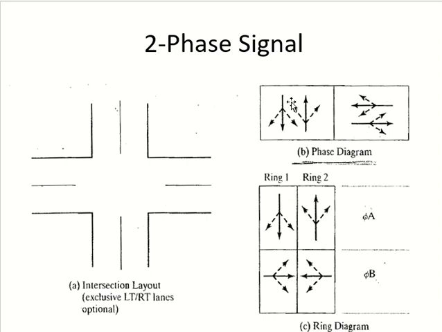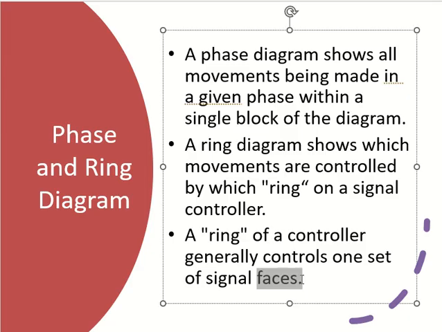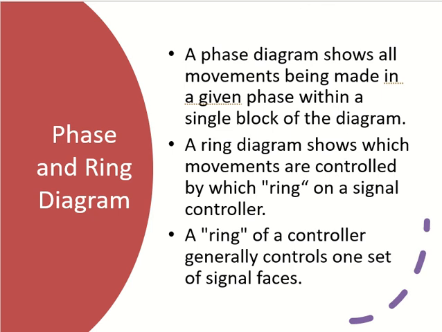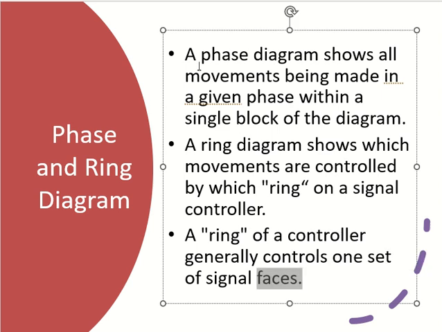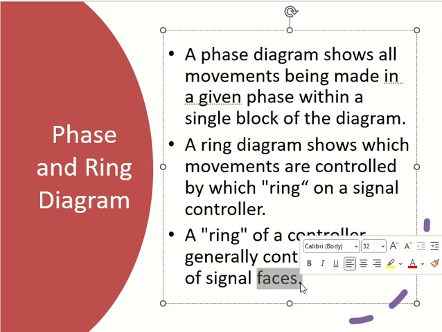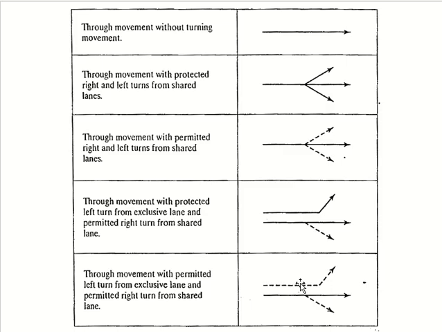So in the phase diagram, all movements irrespective of their direction from the same phase are shown together. In the ring diagram, movements, even if they are happening in the same phase but from different sides, will be shown separately. Since they are happening on different sides, each side is called a face of the signal. So in a ring diagram, the movements are divided into different faces, not phases. In a phase diagram, movements are divided into phases. In a ring diagram, the movements are divided into faces, meaning sides, directions.